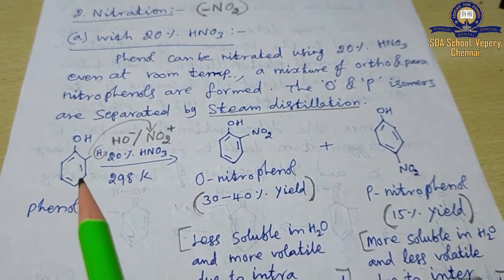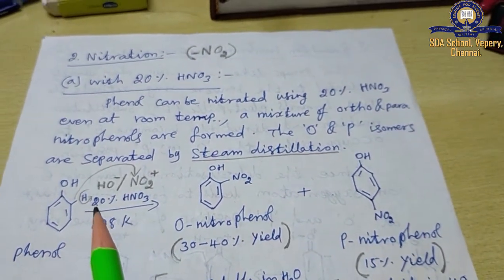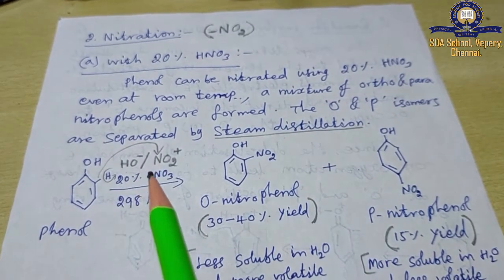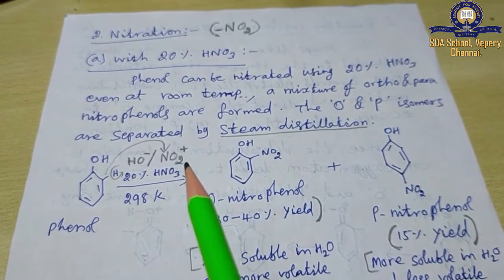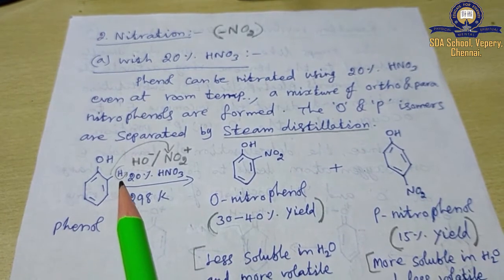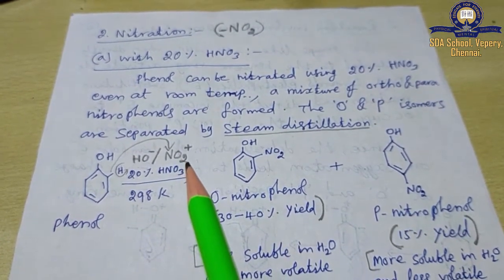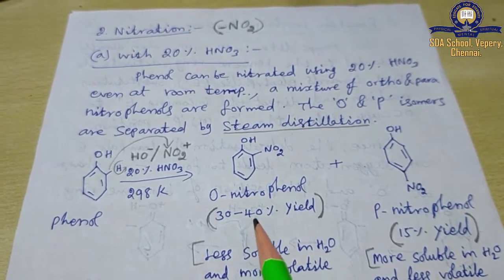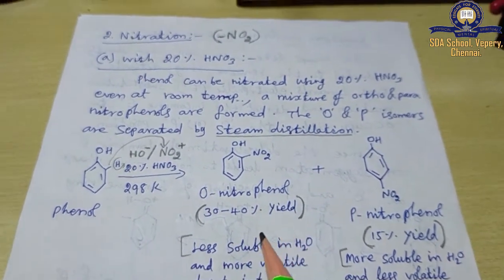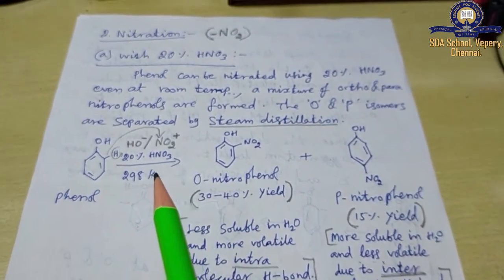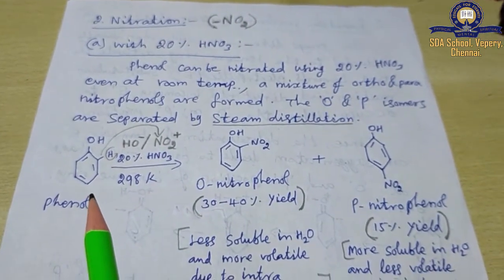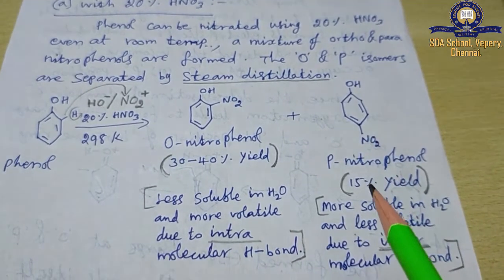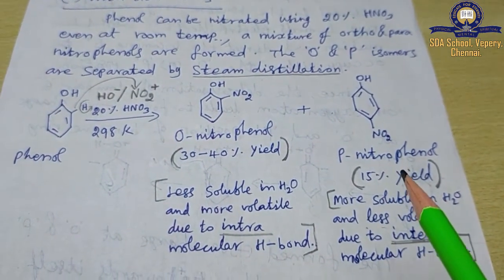Listen here, this is phenol allowed to react with 20% nitric acid. It ionizes as HO minus and NO2 plus. The hydrogen at the ortho position is replaced by NO2 plus, giving orthonitrophenol in 30 to 40% yield. In the same way, NO2 plus replaces the hydrogen at the para position to give para nitrophenol in 15% yield.